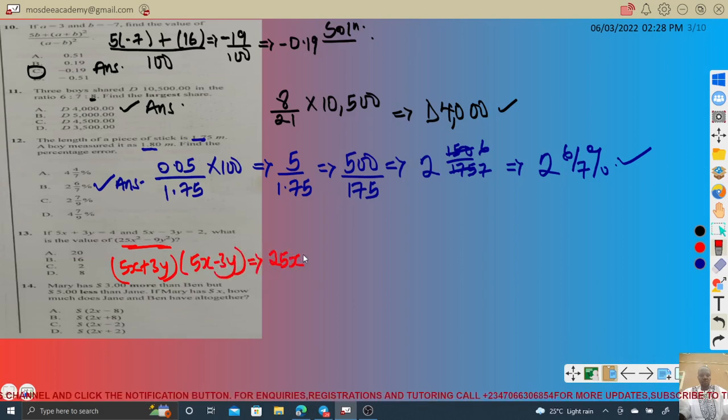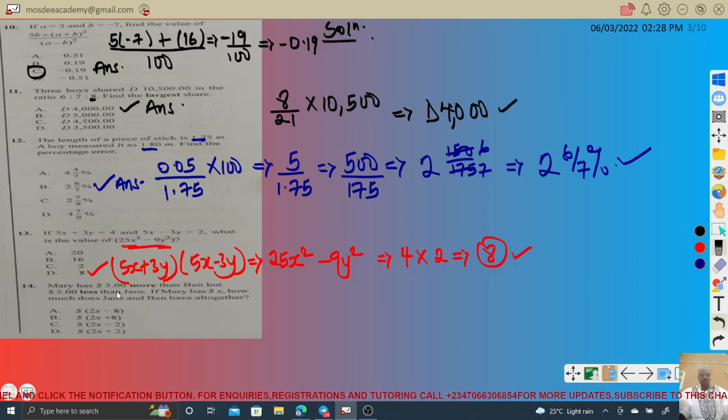That's 25x squared minus 9y squared, as you can see. So what you just need to do here is, you are given the value of the first one is 4, multiplied by the second value, which is 2. 4 times 2 is 8 directly. No need of solving for x and y and wasting your time. You don't need that. WAEC questions are just direct and straight to the point.